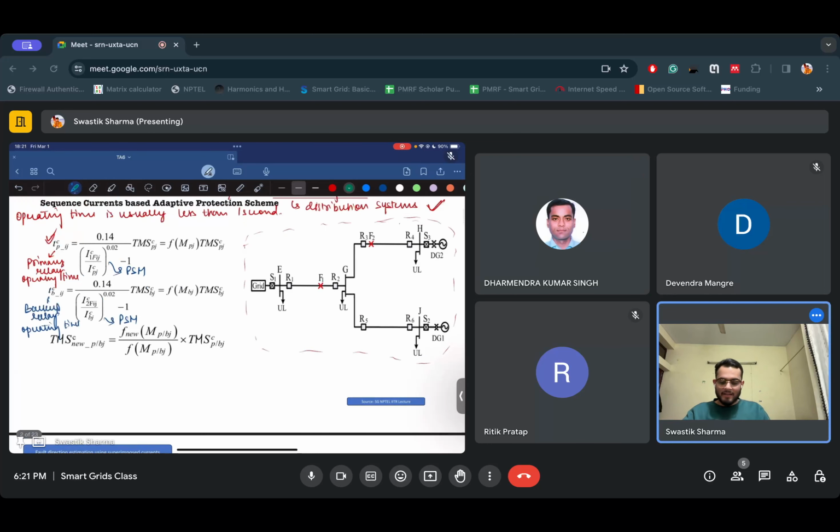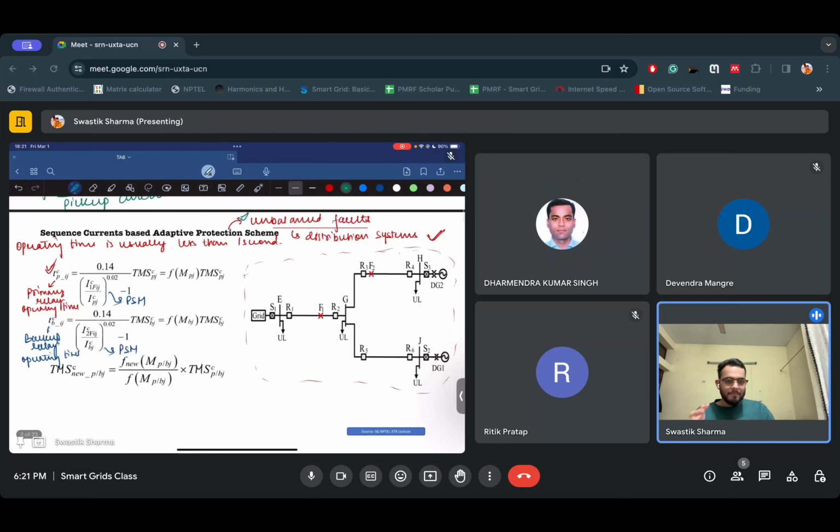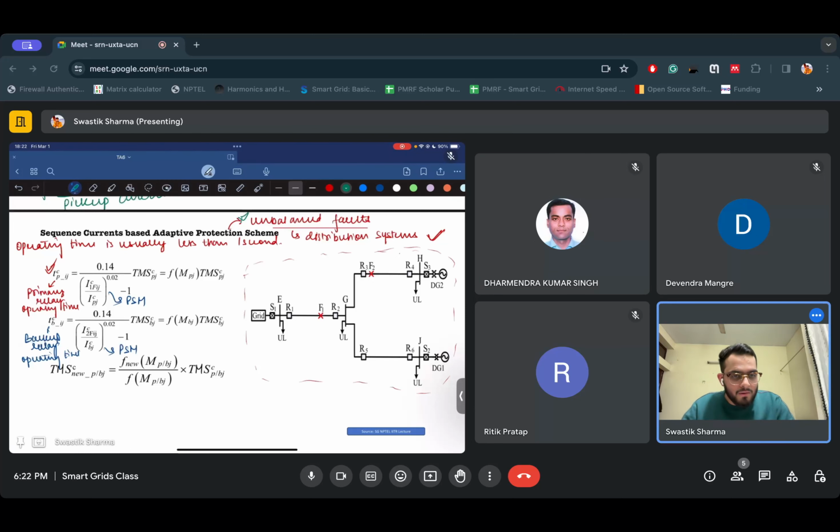I told you in the beginning that this scheme is applicable only to unbalanced faults. And then I told you that the operating time for the primary relay is calculated using the positive sequence current component, and for the backup relay, the operating time is calculated using the negative sequence current component. So, can you link both of these facts to come up with why the scheme is only applicable to unbalanced faults? Because the negative sequence component will only be present if there are unbalanced quantities in the system.